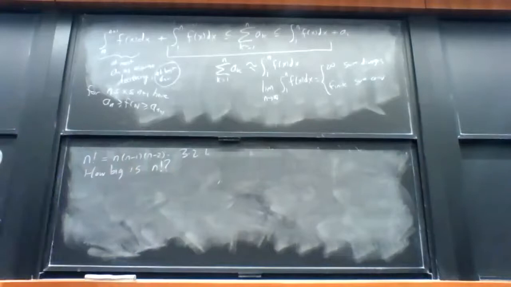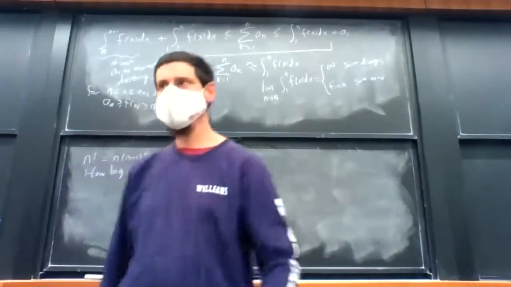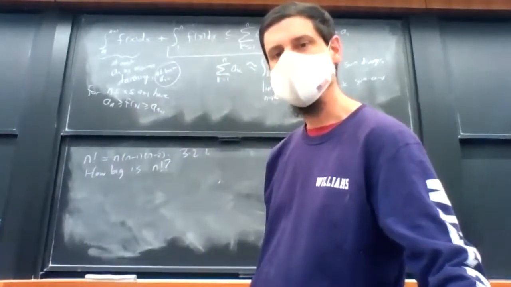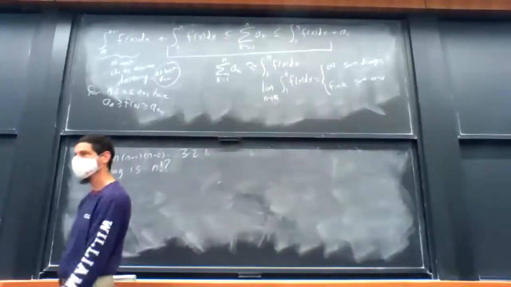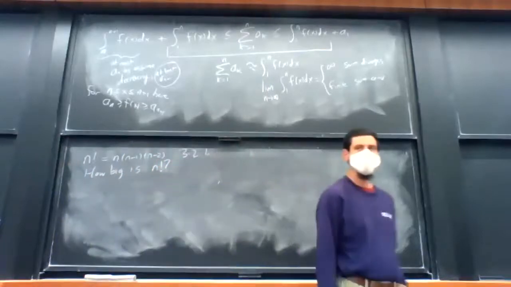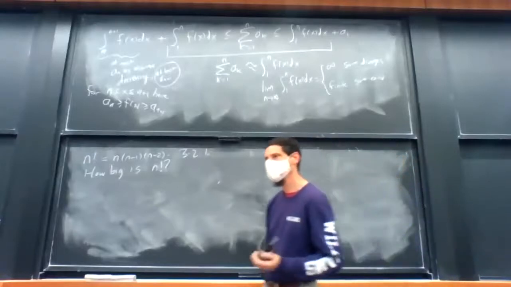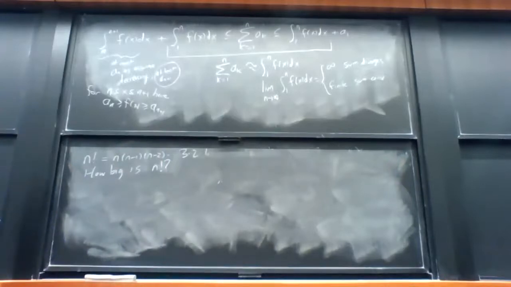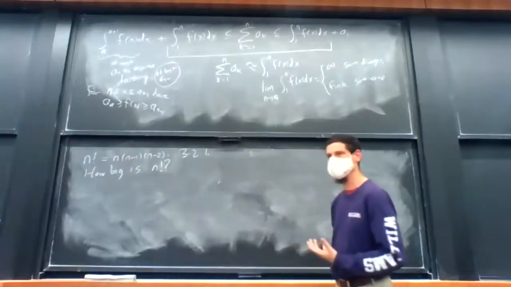How can I attack this using what we've done? Everything we've done involves sequences and series and sums. What can I do? How can I handle n factorial? Logarithms, right? Pavlovian response. Whenever you see a product, it is a logarithm.